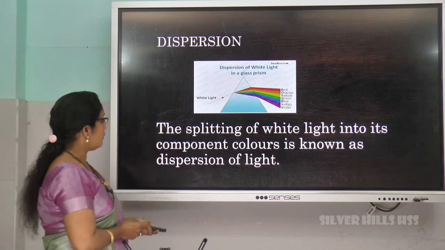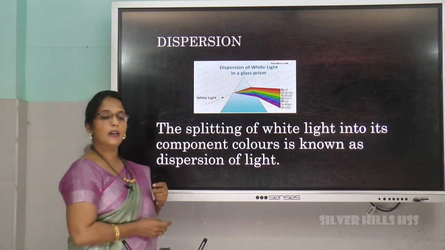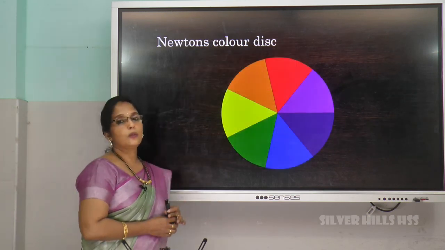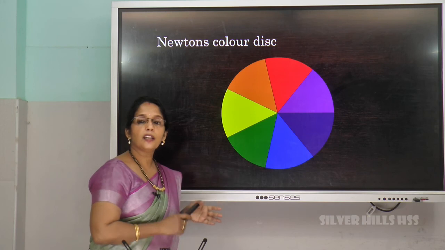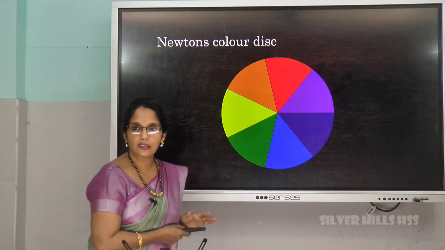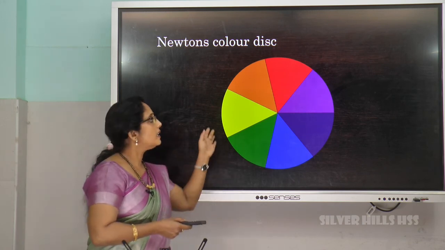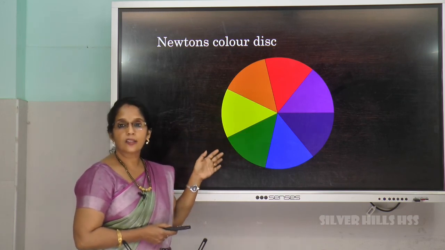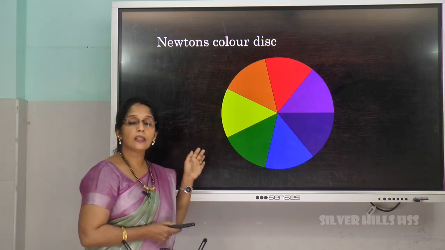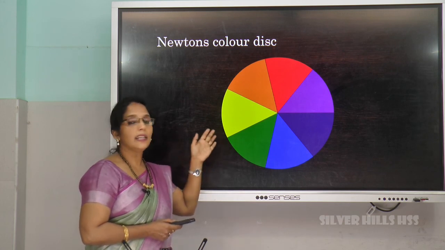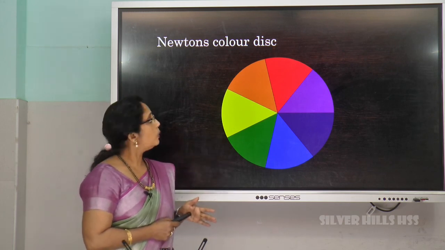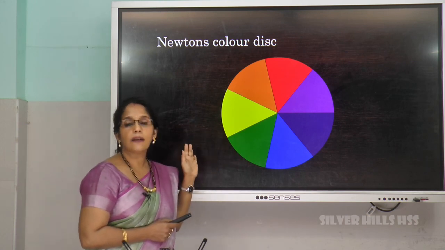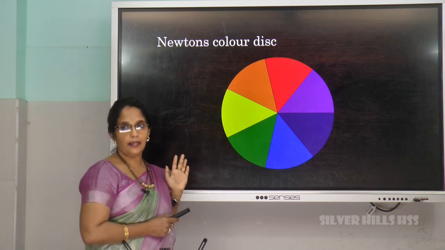Now see, have you thought of combining all these colors? Yes, you can make a color disc using all these 7 colors and rotate it very fast. Then you can see these 7 colors will appear as white. That is due to persistence of vision, we are seeing it as white. So all the 7 colors can be combined together again to form white light.